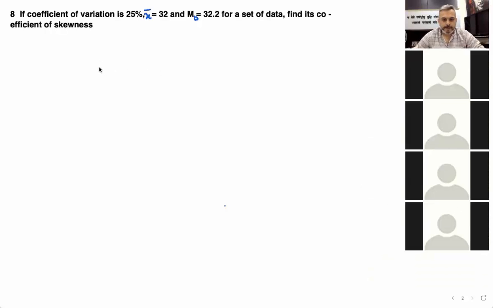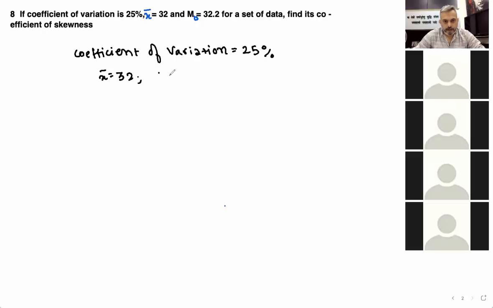Now question number 8. If coefficient of variation is 25%, so I'll write over here, coefficient of variation is equal to 25%, mean is equal to 32, and mode is equal to 32.2. Find its coefficient of skewness.